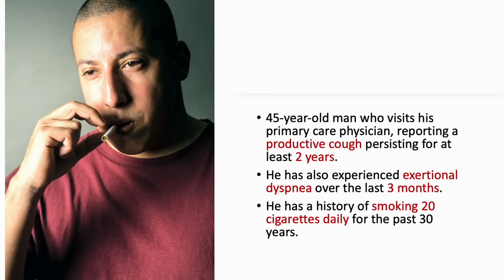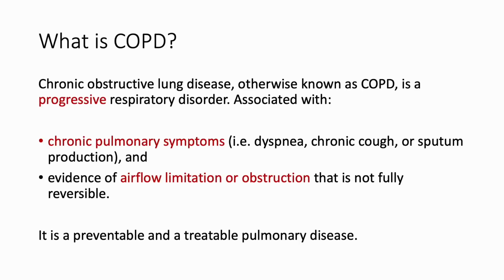Given the patient's presentation of chronic lung symptoms and the presence of risk factors, particularly a substantial pack-year smoking history, chronic obstructive pulmonary disease should be considered as part of the differential diagnosis. What is COPD? COPD is a progressive respiratory disorder associated with chronic pulmonary symptoms. Patients may present with dyspnea, chronic cough, or sputum production, and evidence of airflow limitation or obstruction that is not fully reversible. It is a preventable and a treatable pulmonary disease.